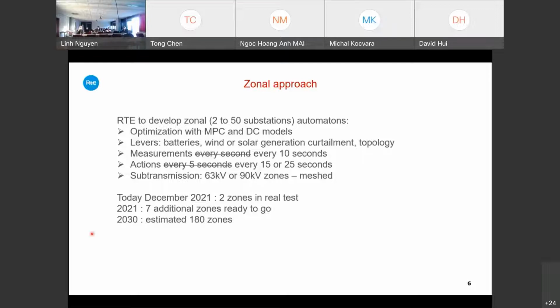So we developed a zonal approach, zonal controllers from 2 to 50 substations. It's an automaton, so they will take decisions automatically. And within this local controller, we have optimization with model predictive control and DC models. So DC models means DC current approximation.